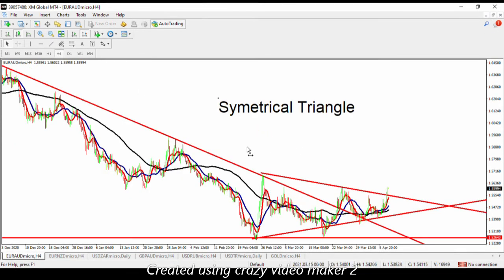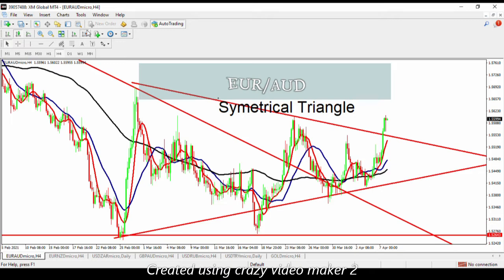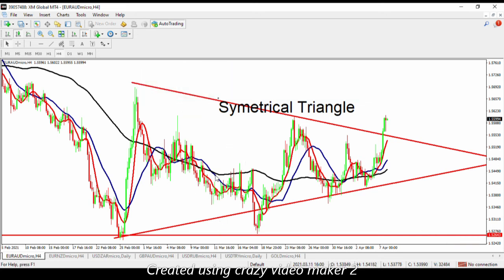Symmetrical triangle. They love these because a lot of people know about them now. Symmetrical triangle is just price getting caught up in between these two areas. Let me just move this line here. So price gets trapped between the symmetrical triangle. And what a lot of people do is that it's really confusing. You don't know whether it's going to go up or whether it's going to go down.